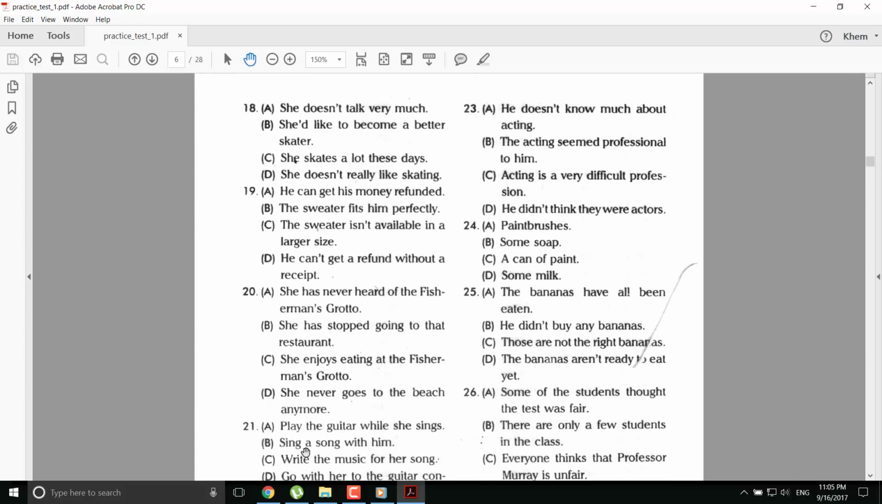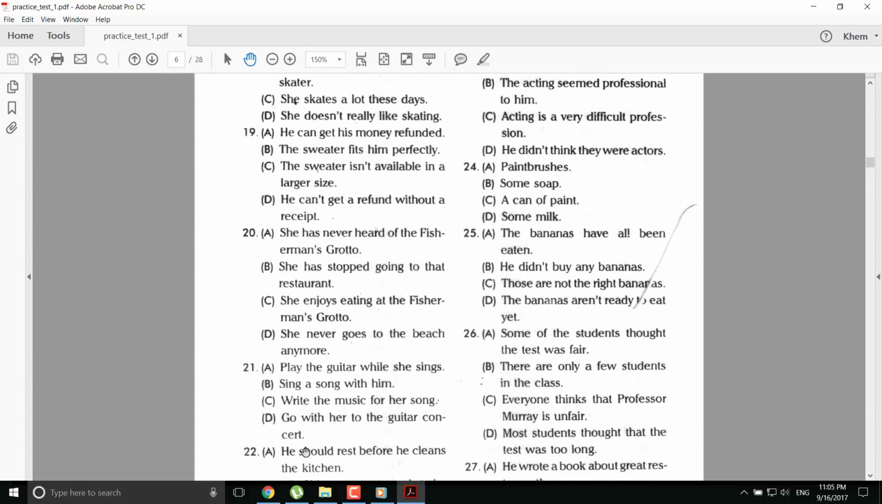Number 21. Brenda, will you play that song you wrote? Only if you accompany me on the guitar. What does Brenda want the man to do?